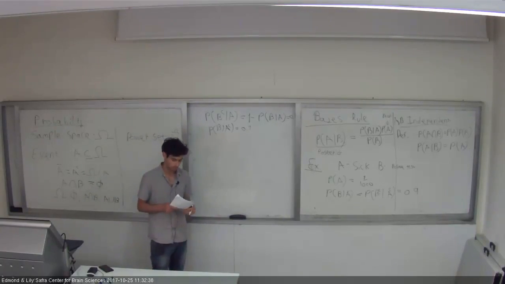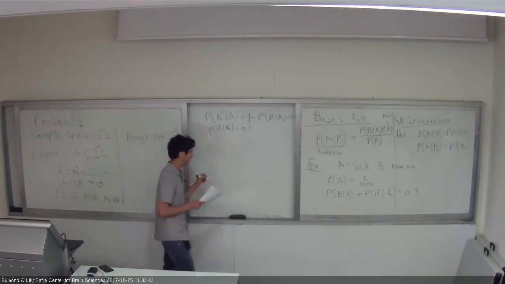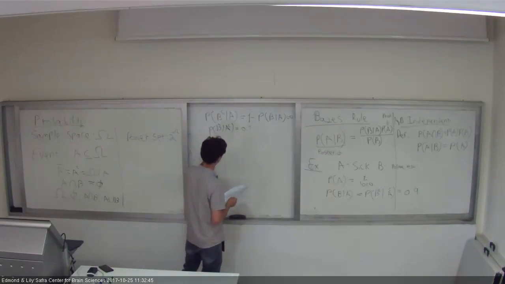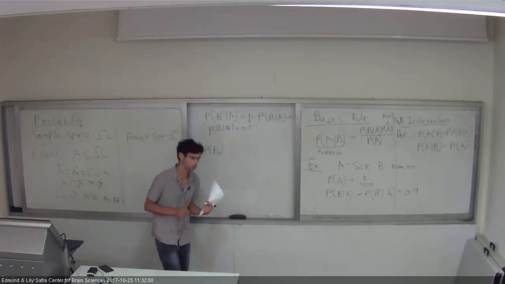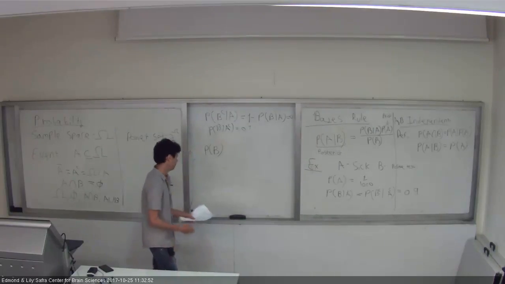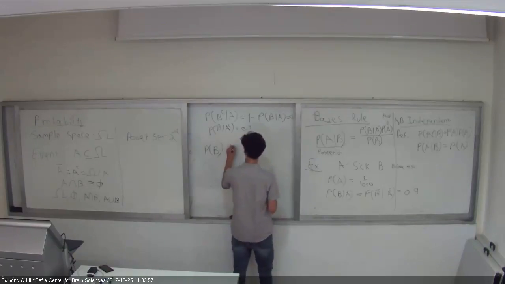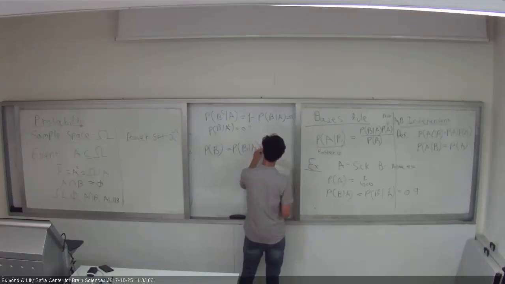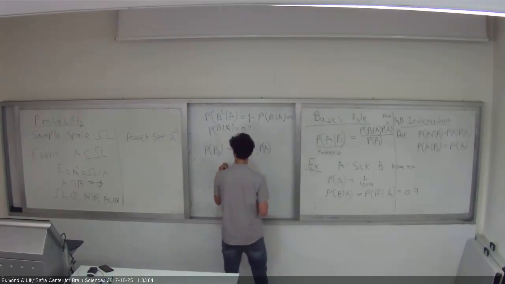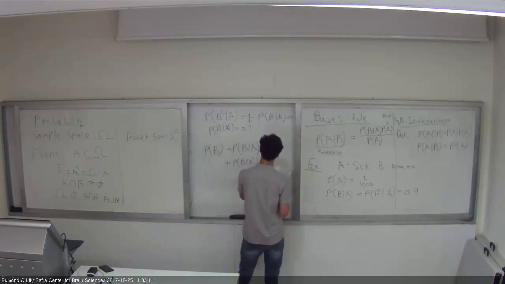Okay? Now, let's see what is the probability of P of B. How can we find it? Yeah, right. From the total probability law, we know that this is equal to P of B given A, P of A, plus P of B given the complement of A, P of the complement of A.